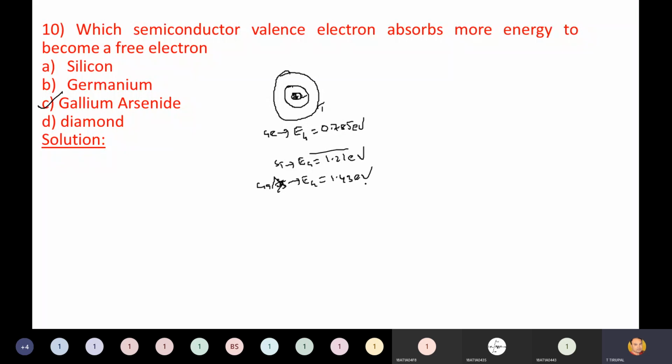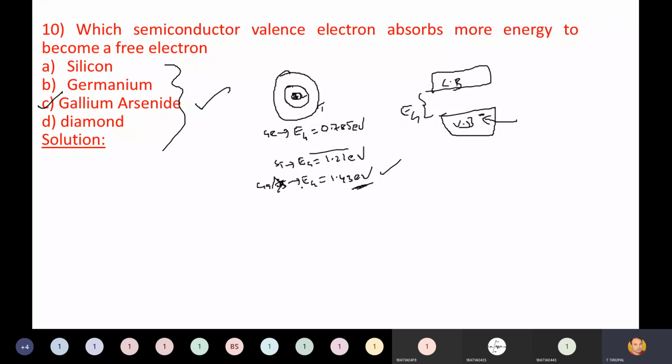So that means the energy gap is very large here. If the energy gap is large, what is that? This is called the conduction band and this is the valency band. This is called the energy gap Eg. So this energy gap is large. Therefore, if an electron present in the valency band wants to become free, gallium arsenide will absorb more energy. Diamond is very less, equal to 1.3, I think. So out of all these, gallium arsenide absorbs more energy if it wants to become a free electron. Okay. Right. Next one.